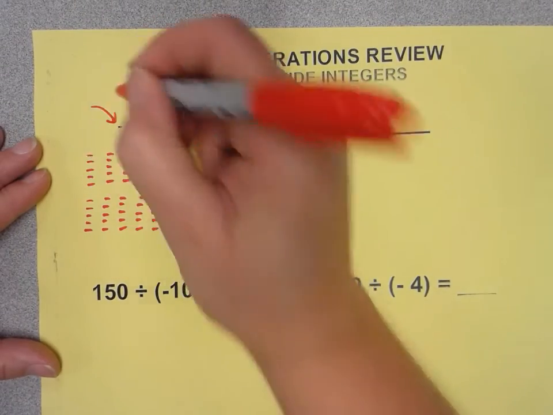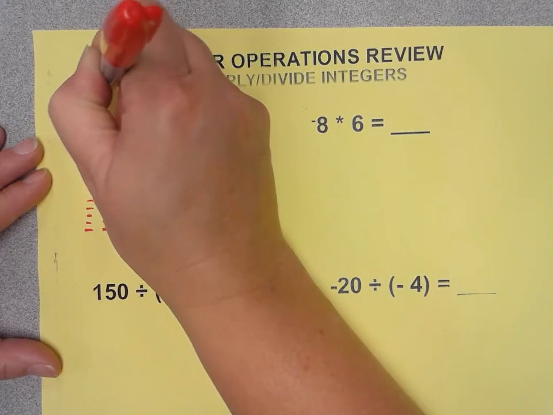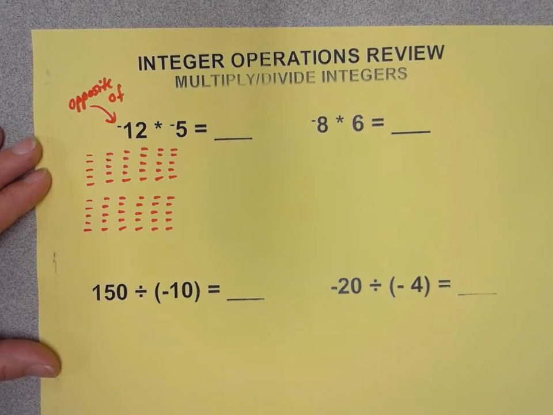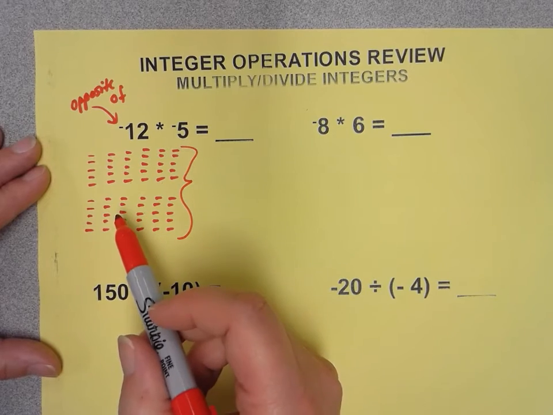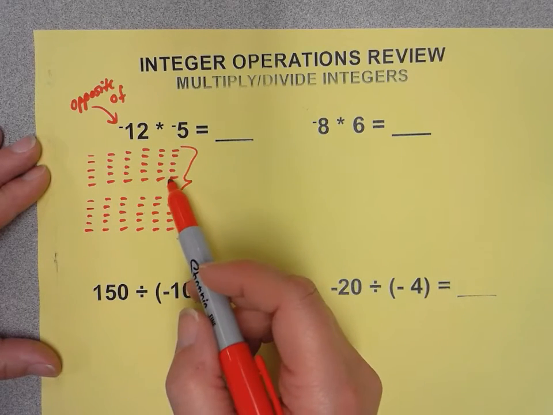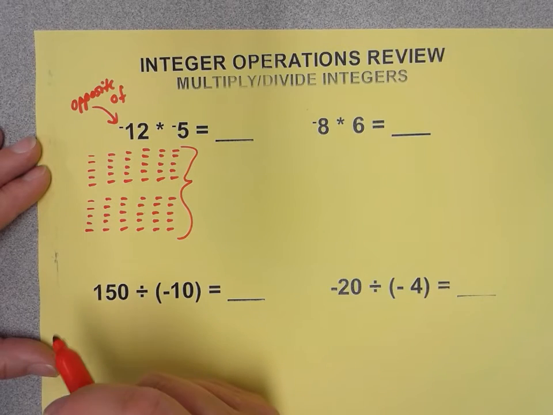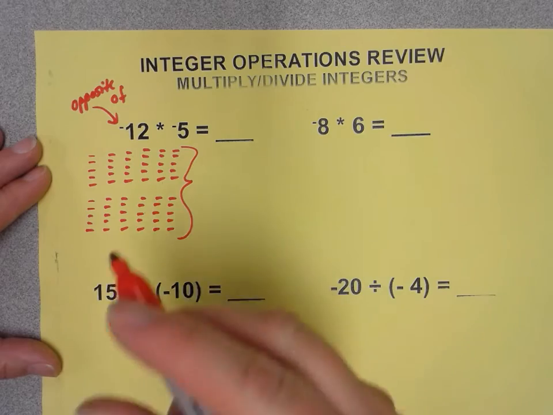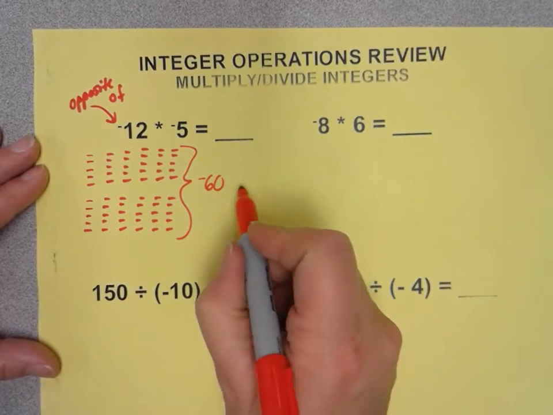Again, I'm saving this negative for in a minute, meaning in a minute I'm going to find the opposite of 12 groups of negative 5. Well, if you count this all up, you will notice that we ended up with 1, 2, 3, 4, 5, 6, 7, 8, 9, 12. It's just like having 12 groups of 5. So 12 times 5 is 60, but these are all negatives, so it looks like I get a negative 60 from my model. This is where it gets tricky.